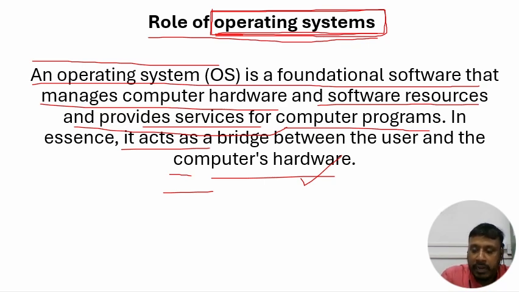Also, there is another type of operating system, that is the mobile operating system. This is specially designed for mobile devices. For example, Android and iOS are different types of mobile operating system.